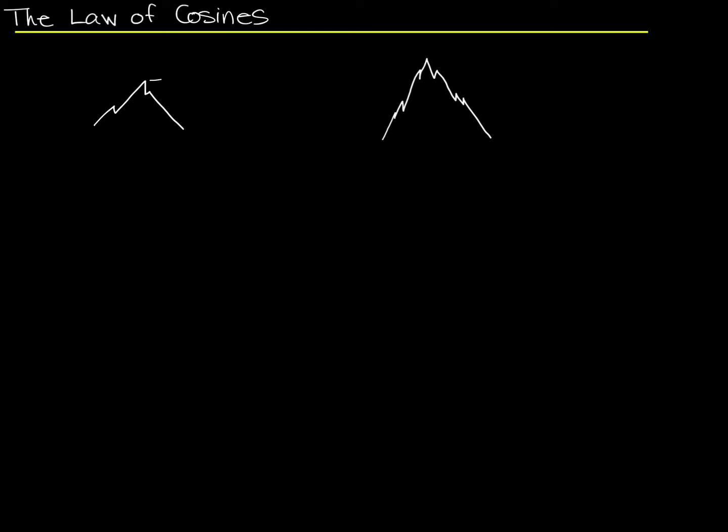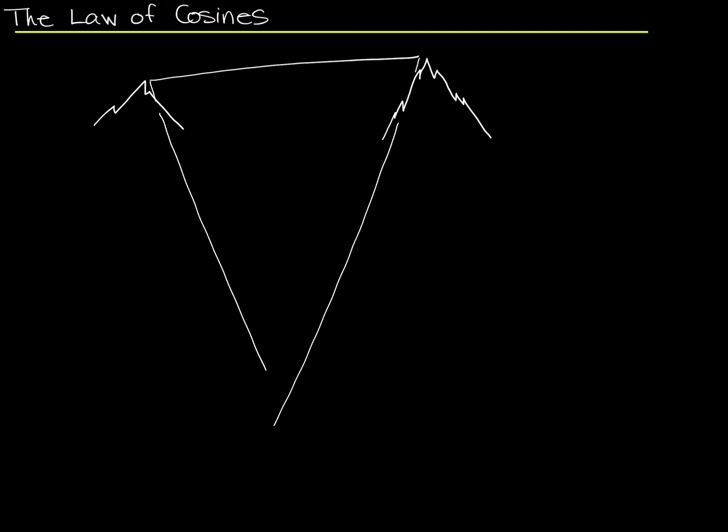What if you wanted to find the distance between the two mountaintops here? We'll draw a sketch to represent where you might be standing, looking at the two mountaintops. You can use an instrument called a theodolite. It's a surveyor's instrument to find the angle between the two mountaintops.